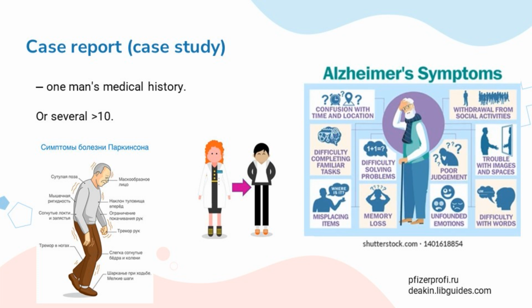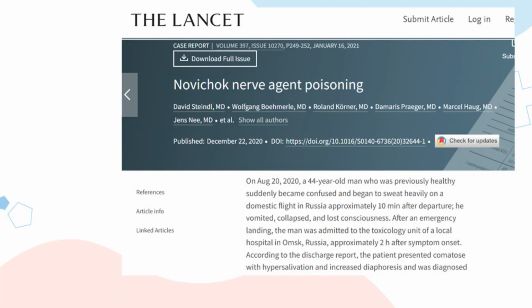Case reports are still important in medicine. For example, The Lancet, one of the top medical journals, published a report on Novichok nerve agent poisoning. Happily, a very rare event.